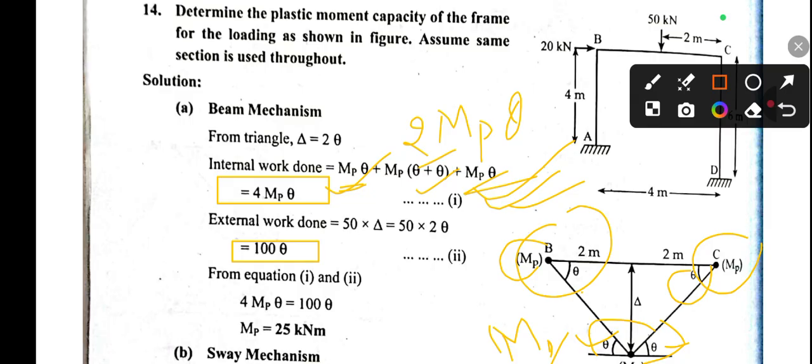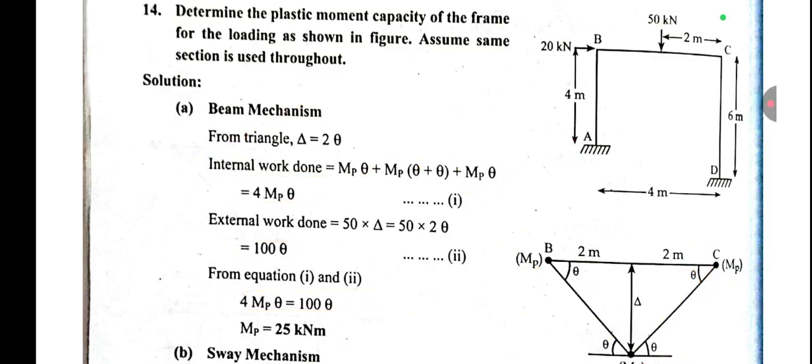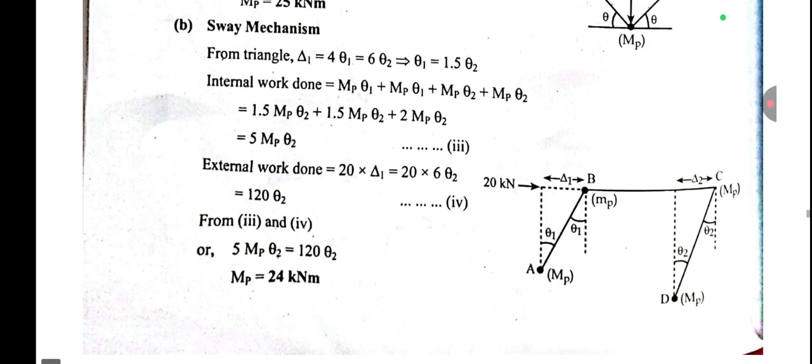Now, as we know, internal work done equals external work done. So 4 MP theta equals 100 theta, and from here we get the value of MP as 25 kilonewton-meters. Similarly, let's move to the second step. Our second step will be the sway mechanism.